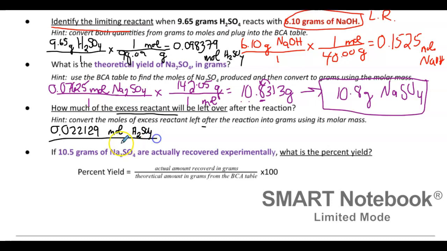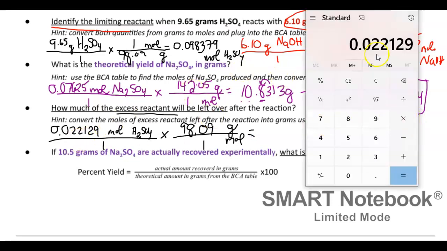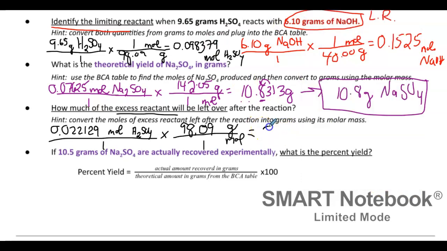I'm going to put that over 1. And now I want to multiply by a conversion factor to convert my moles. So moles are going to cancel. See how it's in the numerator and then the denominator? We want to go from moles to grams. So I've got to go to my periodic table. Oh, look at that. I have it written right up here. H2SO4, we know that it's 98.09 grams per mole. So how many grams are left over? So here's my number, moles times 98.09. And I'm going to get 2.1706.